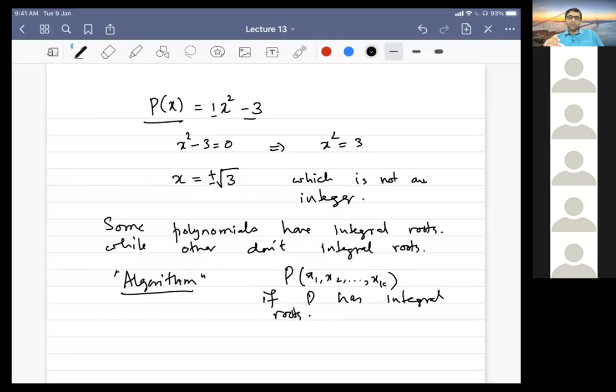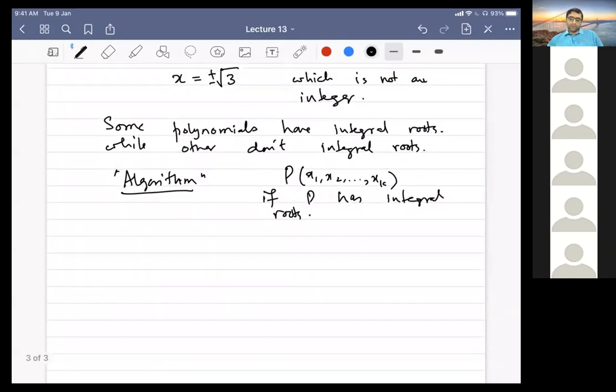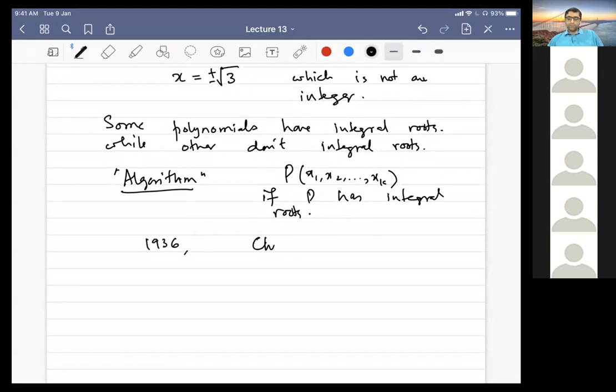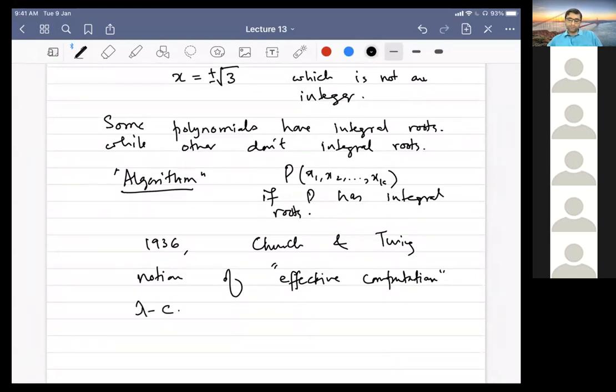So the answer, a partial answer to this question came in 1936, when Church and Turing, Alan Turing, came up with their notion of effective computation. So Church came up with lambda calculus. Okay. And this was by Church. And Turing invented machines, which now we call Turing machines.